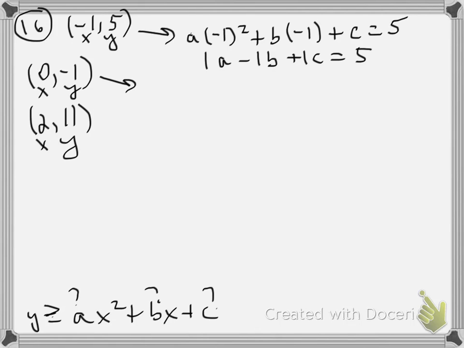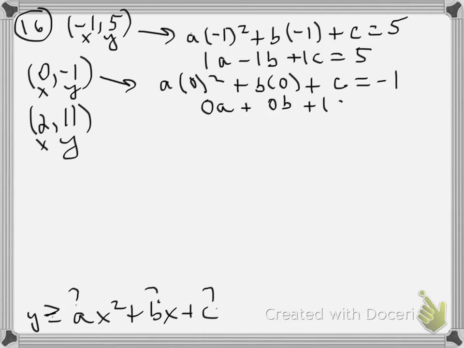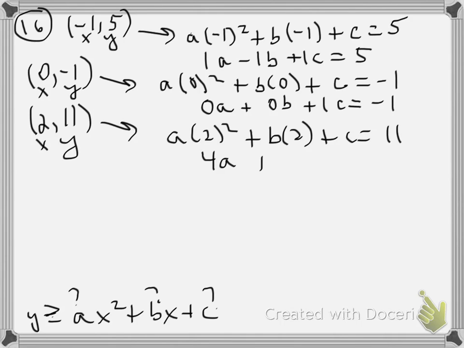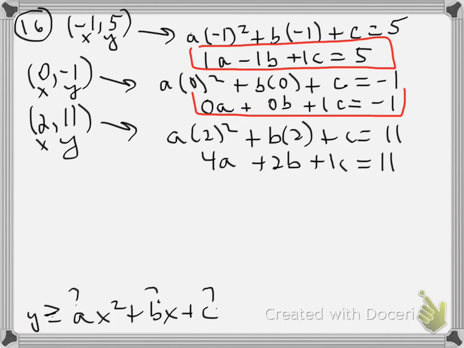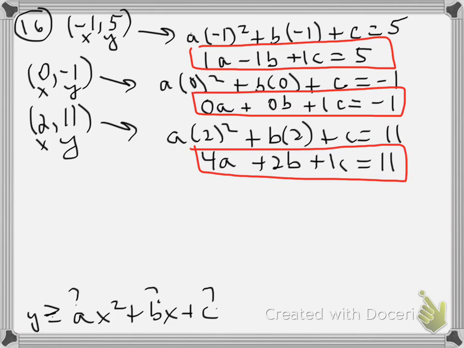Do the same thing here. Well, x is 0 and I'm going to square it, plus b times 0 plus c equals -1. If I simplify that, I'm going to get 0 a's plus 0 b's plus 1 c equals -1. And the last one, I get a 2 squared, because that's the x value, plus b times 2, that's the x value, plus c equals 11. And that gives me 4a plus 2b plus 1c equals 11. So I look at that, I've got 3 equations with 3 unknowns, and that's easy to solve, especially with the matrix.